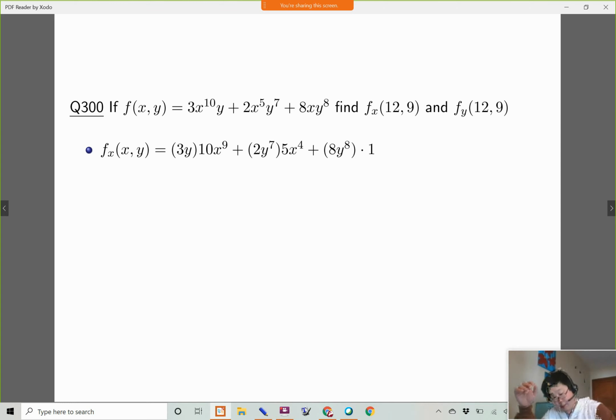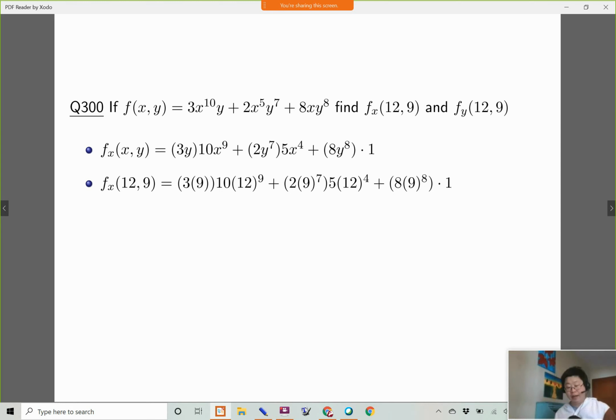Now that this is the partial derivative function with respect to the variable x, we can plug in the 12 and the 9 up there. 12 plugged in for every x, 9 plugged in for every y. It should look like that. Okay, so that answers this part.